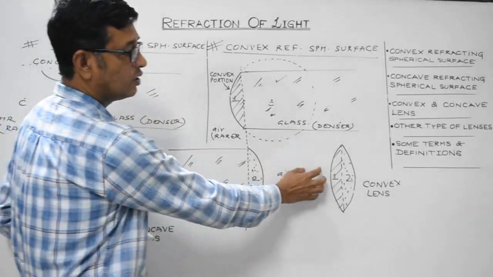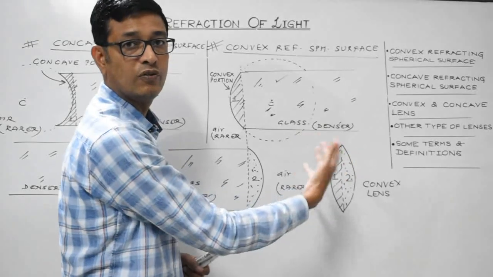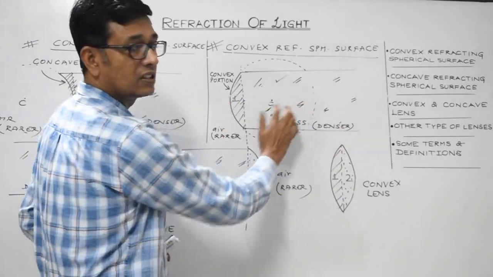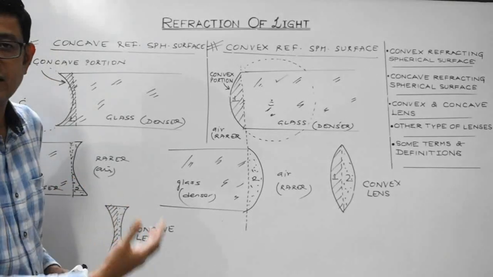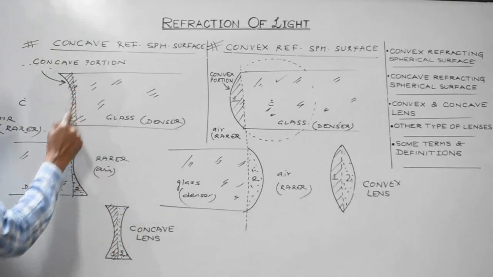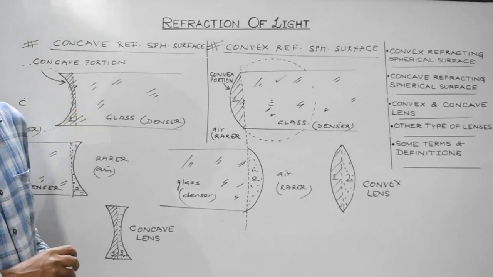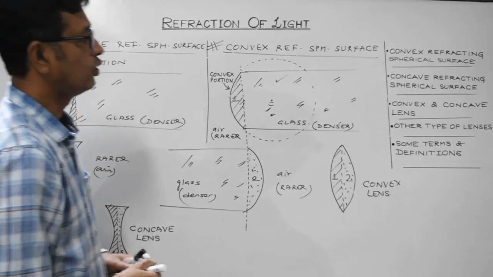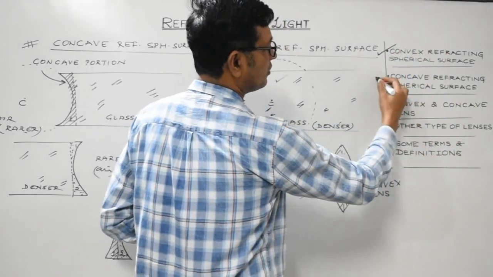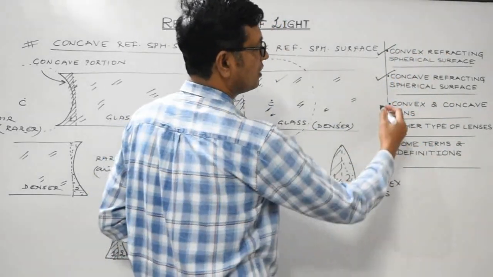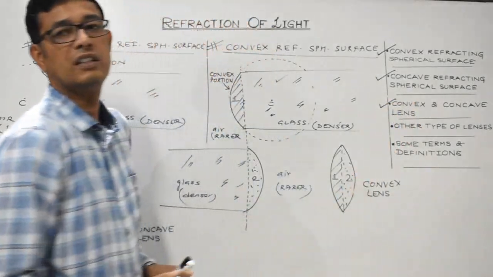It is actually known as biconvex lens, made up of two convex refracting spherical surfaces. It is also known as biconcave lens, actually made up of two concave refracting spherical surfaces. Right? So, we have discussed these terms: convex refracting spherical surface, concave refracting spherical surface, and then convex and concave lens.